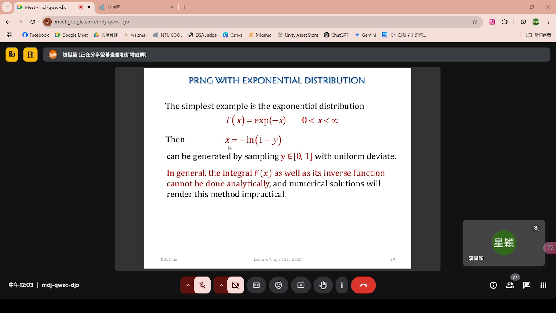As I said, in general the integral of f(x) as well as the inverse function cannot be done analytically. Then this method will not be practical, because you have to solve it numerically, and then you are not getting an exact value. It is also very tedious to solve the integral and the inverse of the capital F(x).